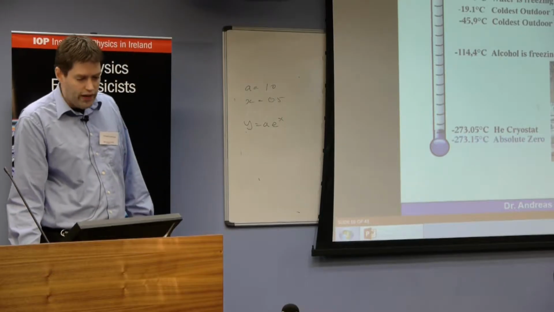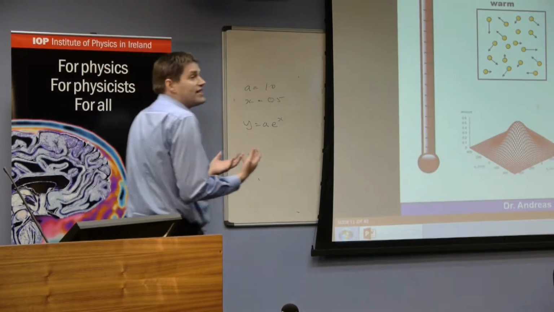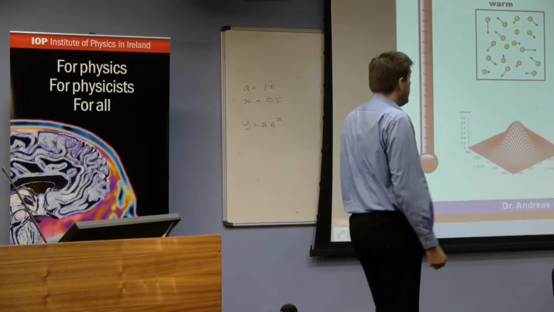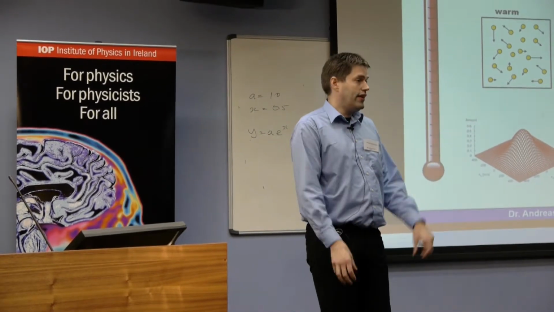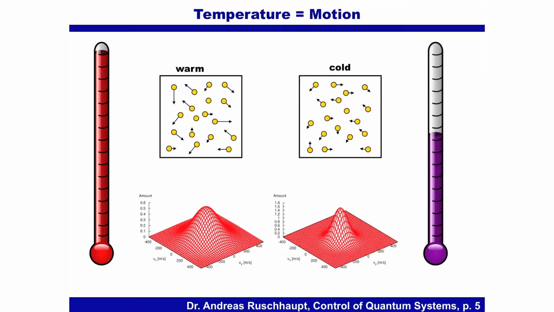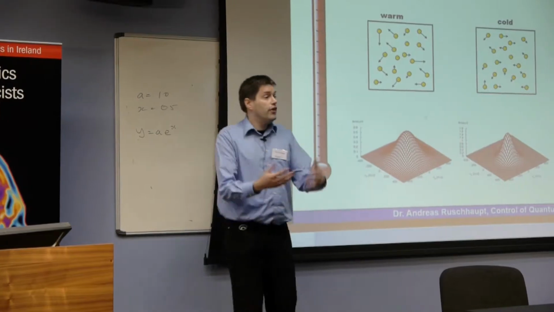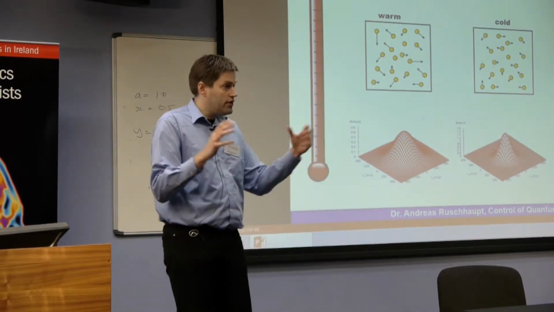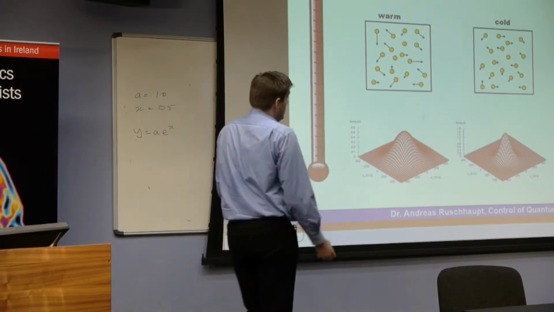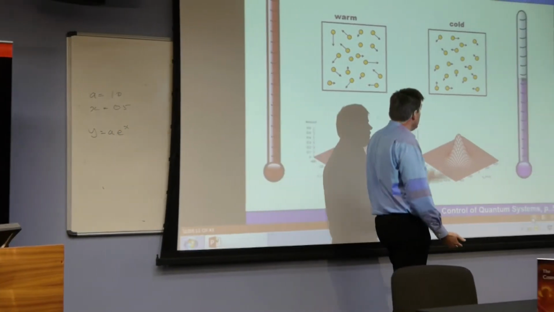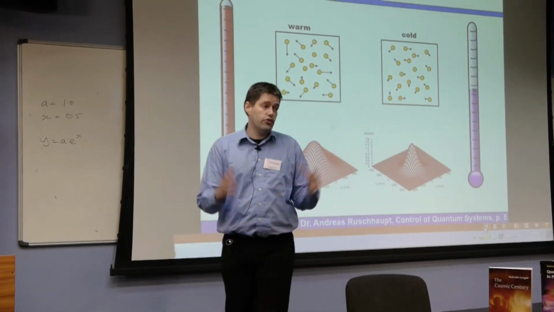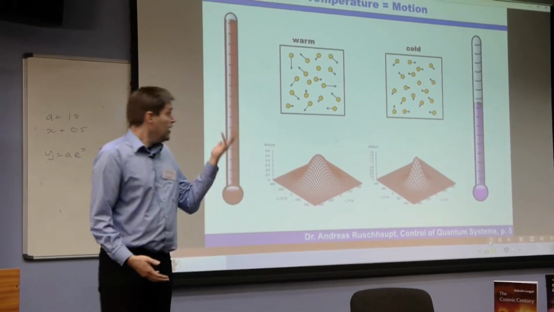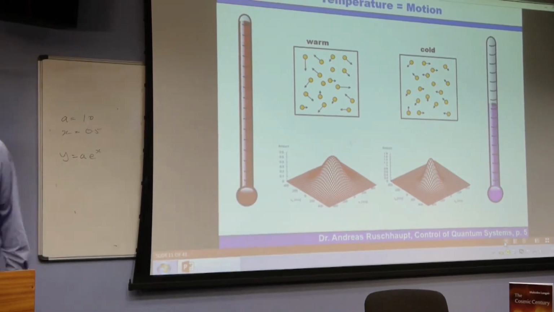And just to remind you, well, you all know, why is there an absolute zero temperature? Because temperature is nothing but motion. Motion of particles. That means if it's warm, the particles are moving a lot. Here you see the Maxwell velocity distribution. It's a broad distribution if you have warm temperature. In a cold setting, all the particles are moving less. The Maxwell velocity distribution is more narrow. And this corresponds to cold temperatures.